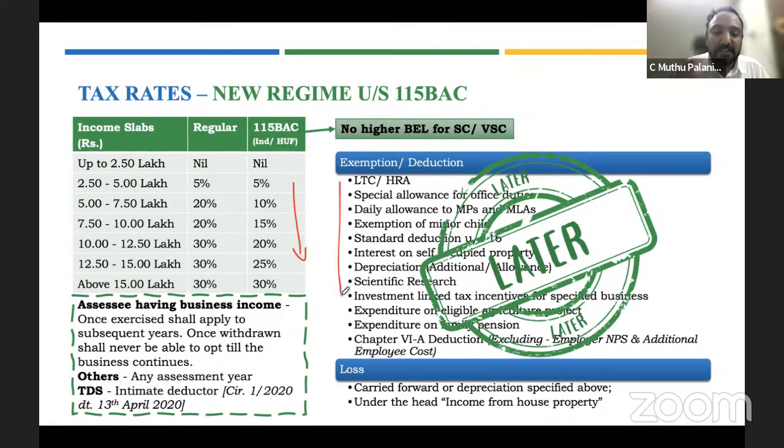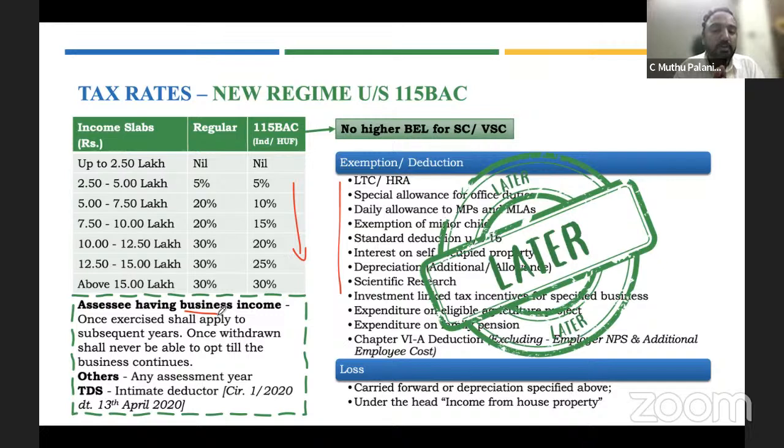We'll see all this in the respective slides. In the respective slides, we'll understand what are the exemptions available. So basically, as far as this new regime is concerned, if an assessee is having business income, it's a one-time opportunity. Once you have exercised, you have to follow it subsequently. If you are withdrawing, you can never choose the new regime again. So this is the option for business people. For everyone else, I can opt every year.